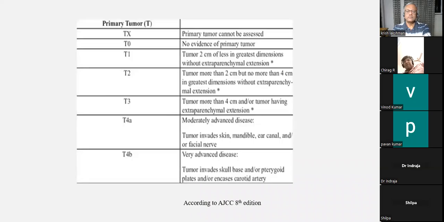According to the American Joint Committee on Cancer 8th edition, this is the staging system. T1 is a tumor less than 2 centimeters, T2 is more than 2 centimeters but less than 4 centimeters, and T3 is more than 4 centimeters or having extraparenchymal extension. T4a is a tumor that invades the skin, mandible, ear canal, or facial nerve. And T4b is very advanced disease, invading the skull base and pterygoid plates and/or encasing the carotid artery.